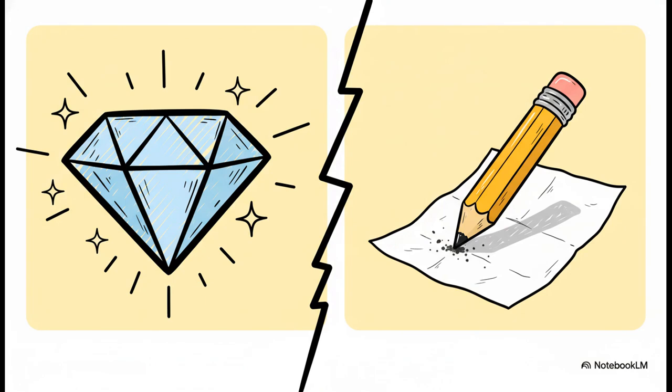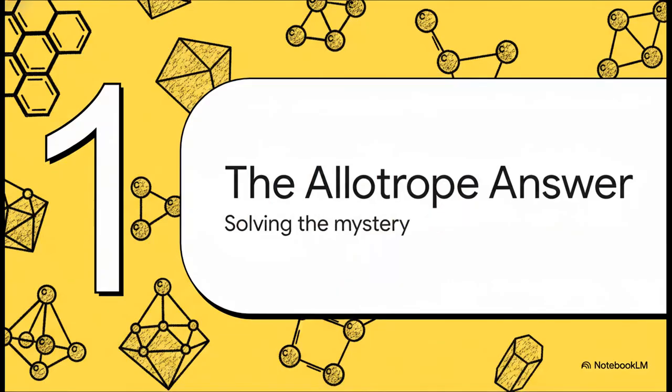On one side, you've got diamond, famous for its incredible, brilliant hardness. And on the other, you have graphite. Yep, the stuff in your pencil, which is literally designed to flake apart and leave a mark on paper. Same element, totally opposite results. So how in the world do we solve this puzzle? Well, the answer comes down to one crucial scientific concept, allotropy. And really, it's all about how the atoms are arranged.